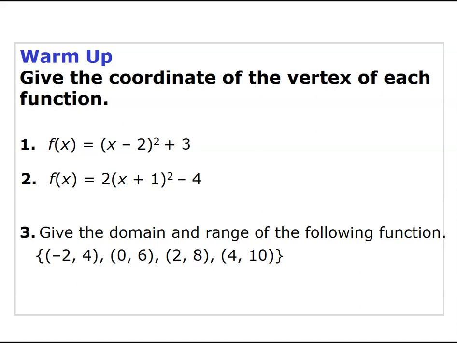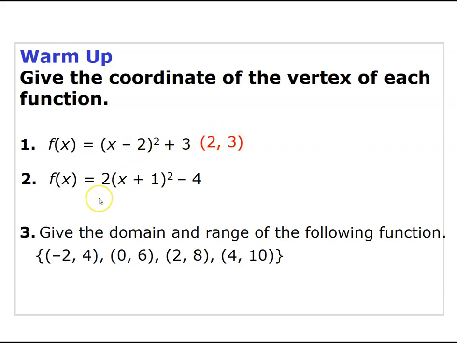For example, we have the function f of x equals (x minus 2) squared plus 3. So we have the vertical shift and the horizontal shift. Go back to the function. Therefore, we now have the coordinate positive 2 and positive 3.